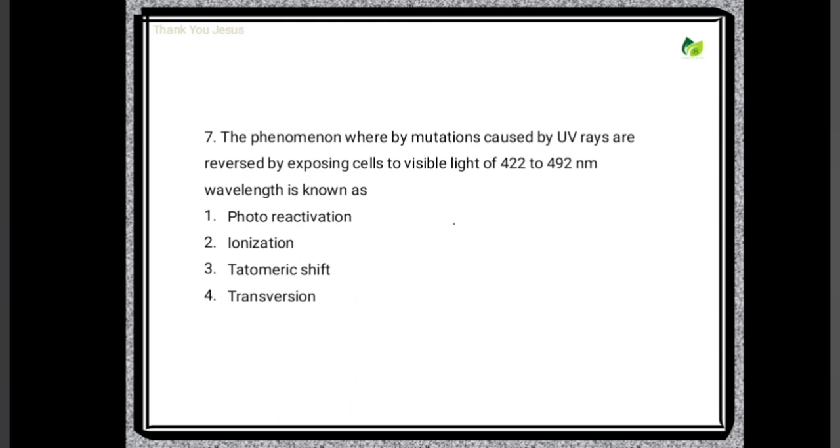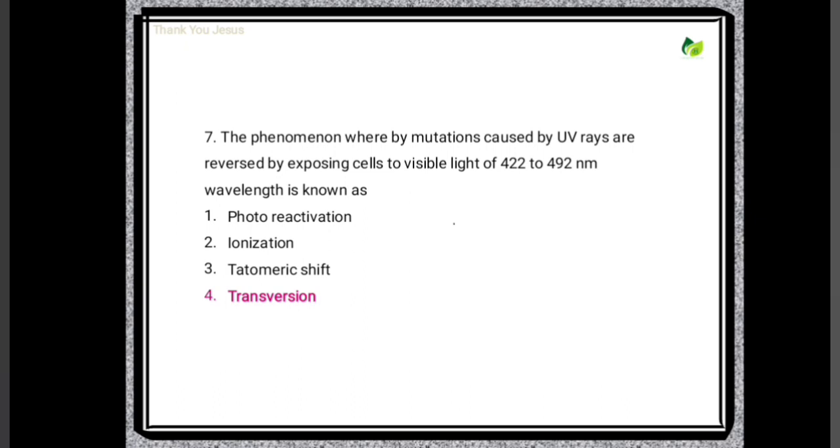The phenomenon whereby mutations caused by UV rays are reversed by exposing cells to visible light of 422 to 492 nanometers wavelength is known as. Options are photoreactivation, ionization, tautomeric shift, transversion. The correct option is transversion.